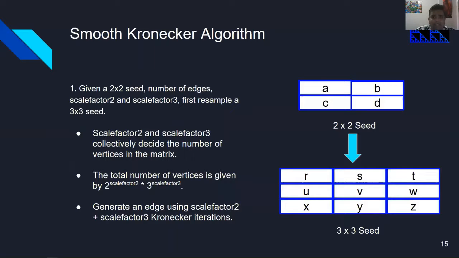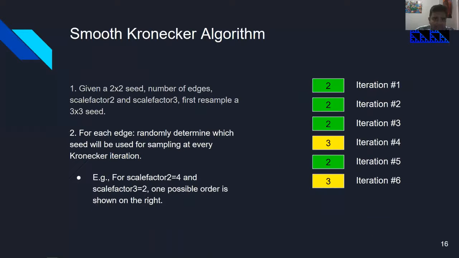Let's take a look at the Smooth Kronecker algorithm. Given an input of a 2x2 seed, the total number of required edges, scale factor 2 and scale factor 3, the algorithm first resamples the 2x2 seed as a 3x3 seed. The scale factor 2 and scale factor 3 collectively decide the total number of vertices in the graph. An edge is generated using scale factor 2 to scale factor 3 Kronecker iterations.